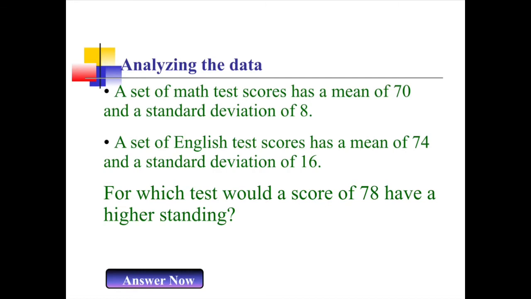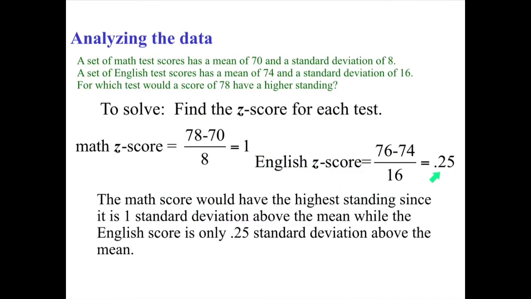All right, reading through the question here, a set of math test scores has a mean of 70 and a standard deviation of 8. A set of English test scores has a mean of 74 and a standard deviation of 16. For which tests would a score of 78 have a higher standing? Let's see. You knew it was going to be math. Yay!